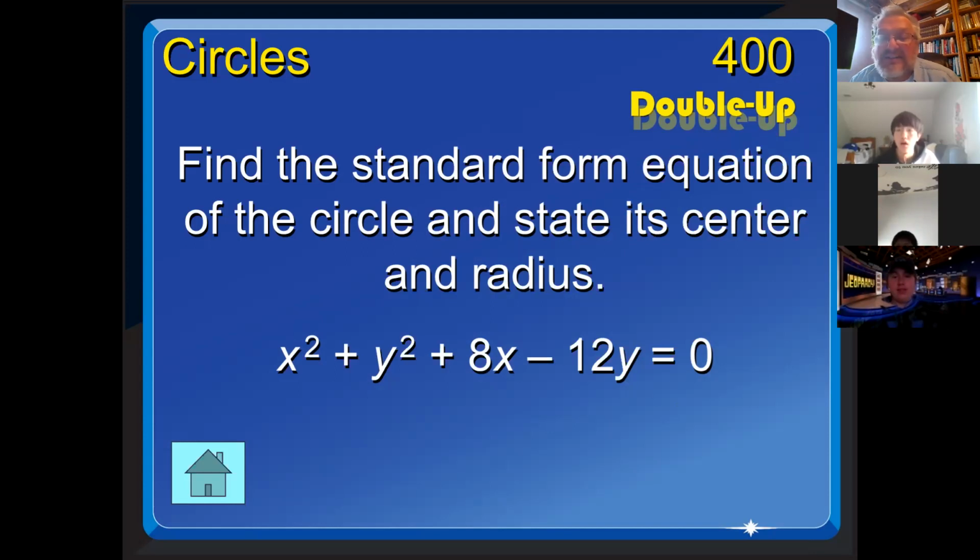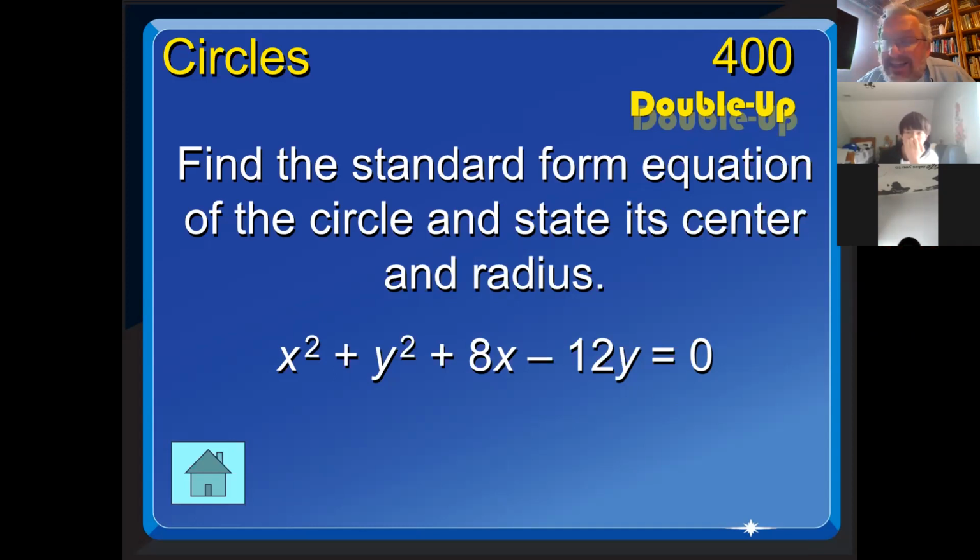Now you need to get the center and the radius. The center is (−4, 6), and the radius is the square root of 52, which is 2 square root 13. Very good. And this is a double up, so that jumps you all the way up to 3,200.